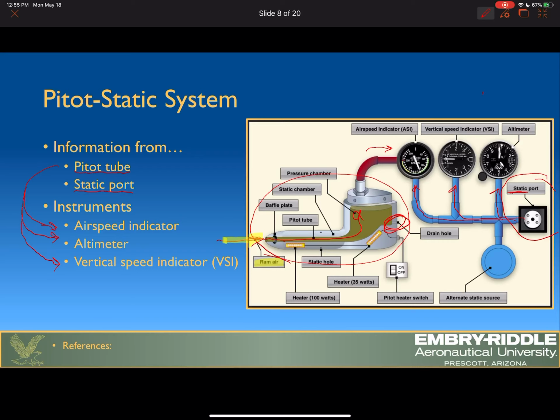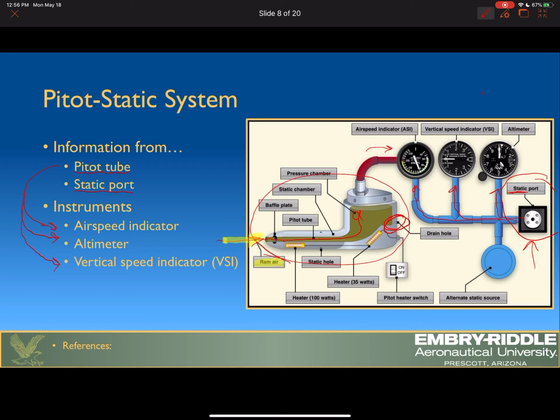So the purpose of the static port is it's just sensing the outside air pressure. So ideally, whatever the pressure is at your given altitude, that is what the static port senses. It just lets that air, that static air, into all three of these instruments. So there's nothing fancy to it. It's not ram air, right? We're not measuring how fast that air is moving. We just want to know what is the air pressure outside of our airplane. And that is what the static port senses.